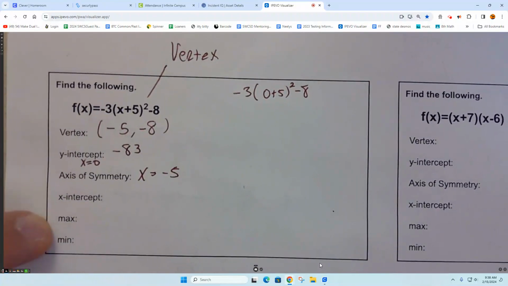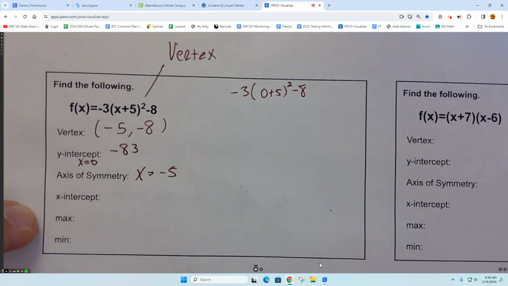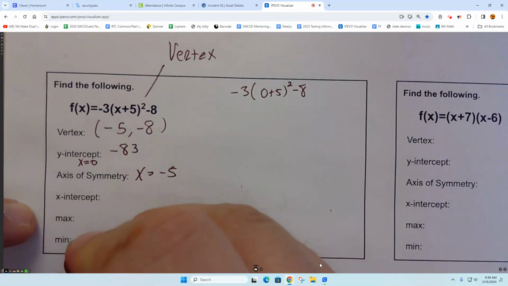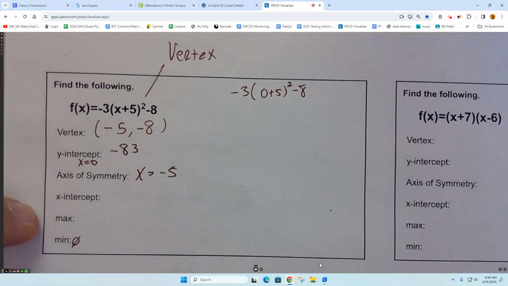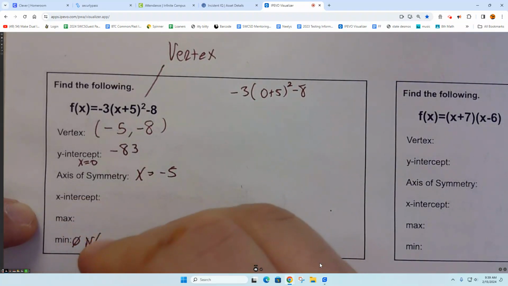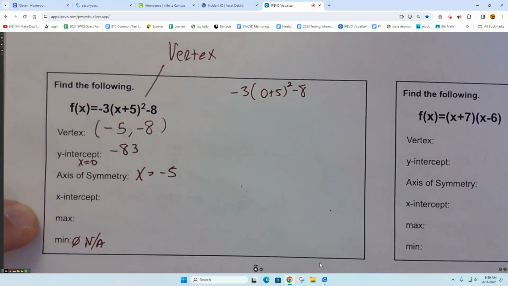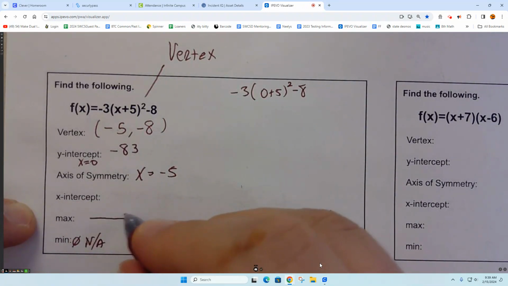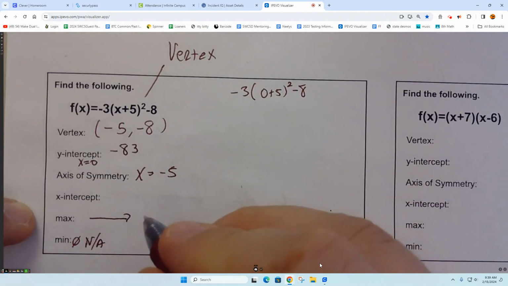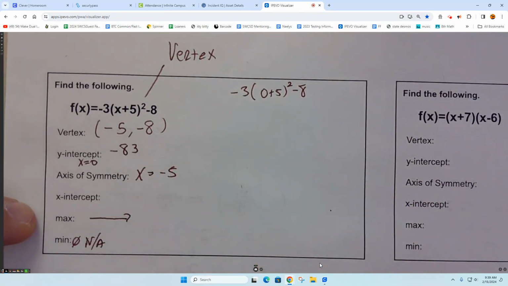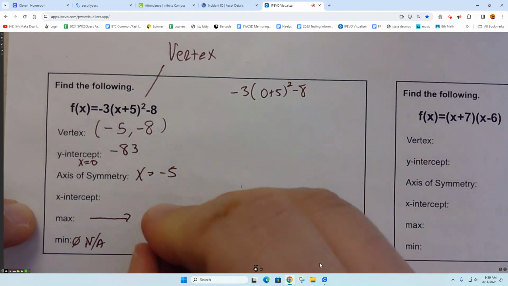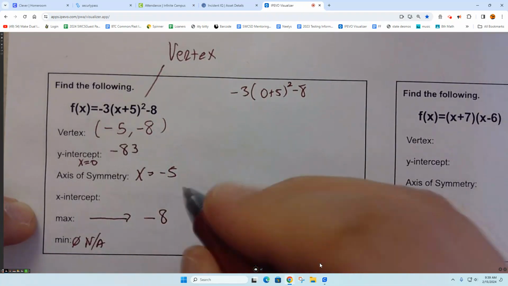X-intercept, we'll come back to this. Does it have a max or a min? It has a max, so we're going to say that there isn't a min there, or we could say NA, not applicable. So our max is, depending on how they ask it, what is our highest value? If I asked you, what's your highest value on this, what would you say? -8. Our highest value is -8.